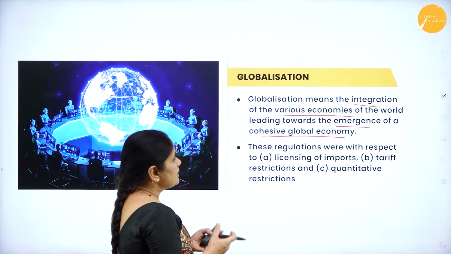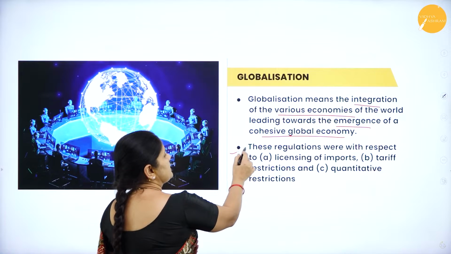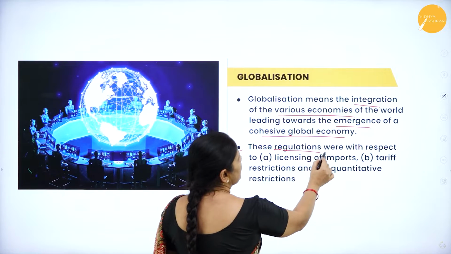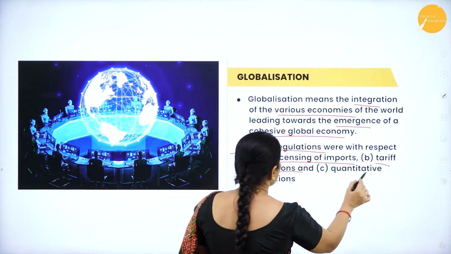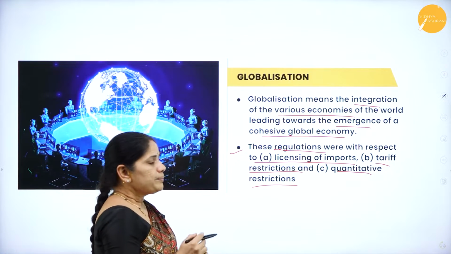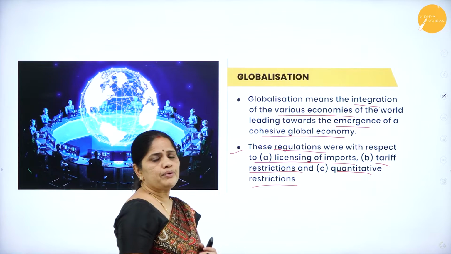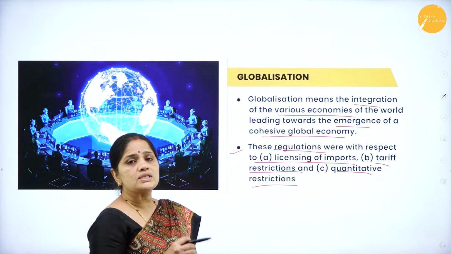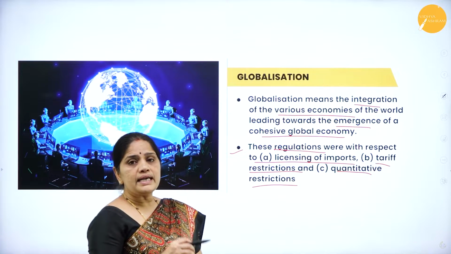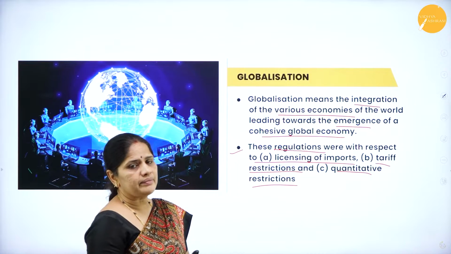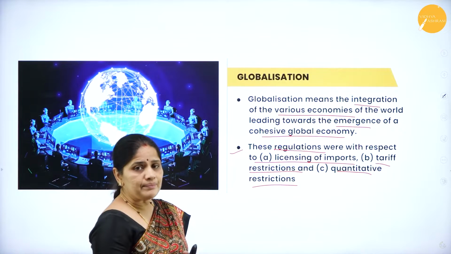Now, what were the regulations before globalization? Coming to the next feature of globalization, we can see the regulations with respect to licensing of imports, tariff restrictions and quantitative restrictions. Before we had this concept of globalization, there was a lot of licensing of imports. Any businessman engaged in import trade could not directly engage himself in it. He had to take a license from the government. These were some of the rules and regulations imposed by the Indian government on trade with other countries.